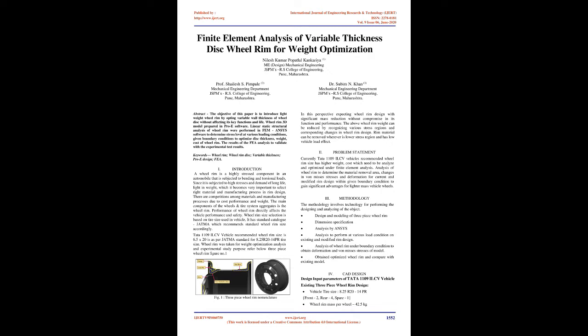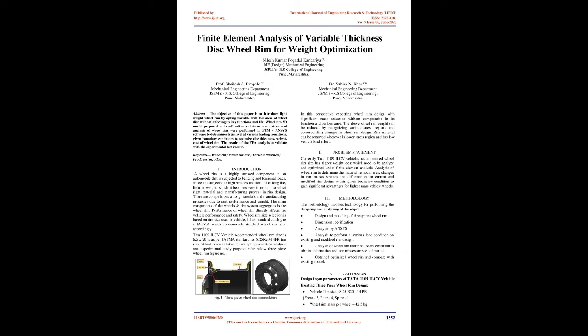Introduction. A wheel rim is a highly stressed component in an automobile that is subjected to bending and torsional loads. Since it is subjected to high stresses and demand of long life and light weight, it becomes very important to select the right material and manufacturing process in rim design. There are competitions among materials and manufacturing processes due to cost, performance and weight.